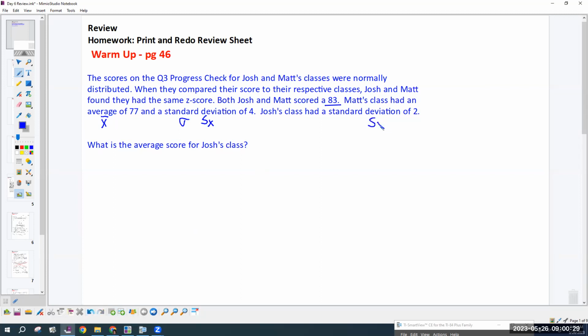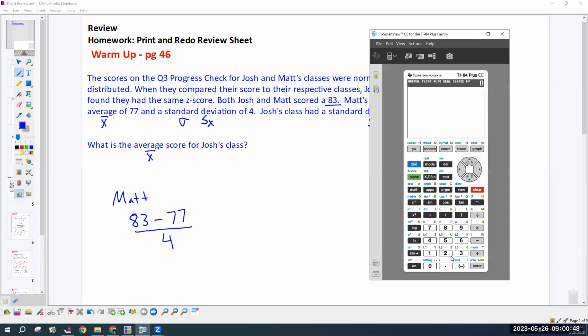Okay. What is the average score for Josh's class? So this is for Matt. So for Matt, he scored an 83 minus the average of 77 over a standard deviation of 4. So if we go 83 minus 77 divided by 4, we get a Z-score of 1.5.